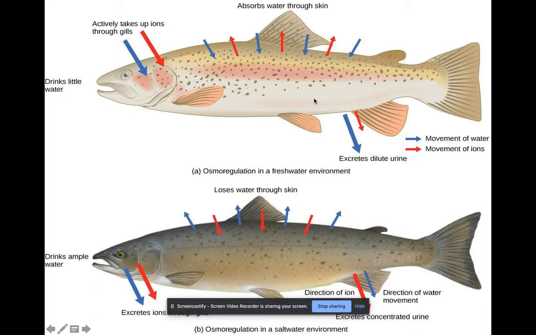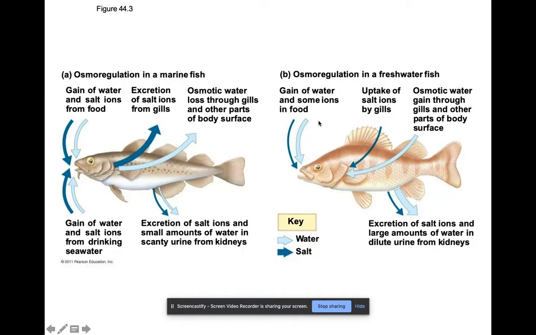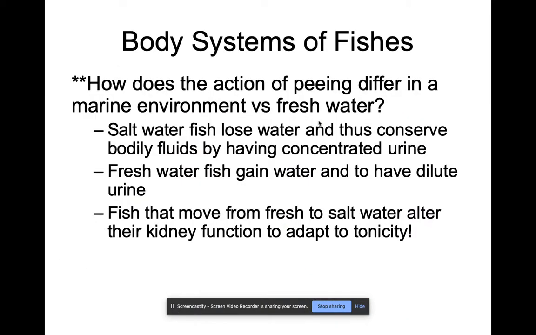In a freshwater fish, it's quite the opposite. I've got so much water, I don't have anything to do with it. If I retain too much water, I risk my red blood cells bursting, causing other problems. So I have to get rid of the water, and so my urine is going to be very dilute. So make sure that you understand how the body systems differ in saltwater and in freshwater excretory systems.